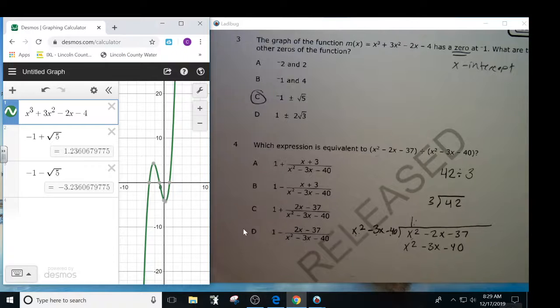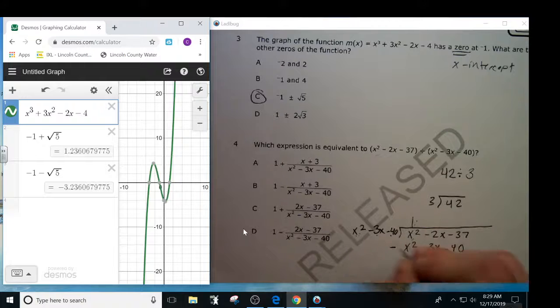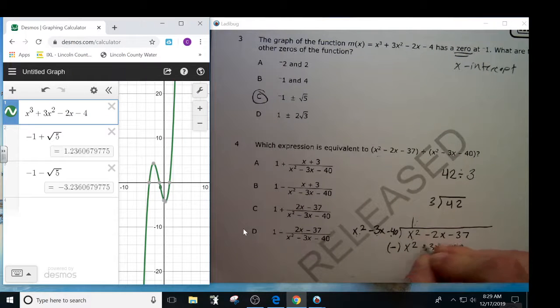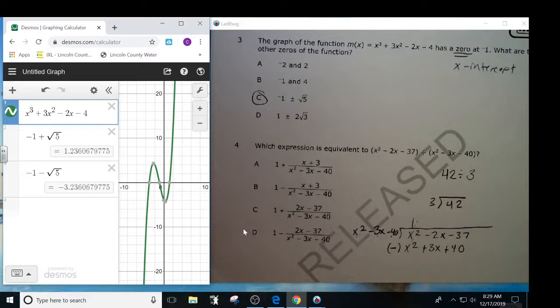Now, going back to elementary school, what did you always do when you find out how many times it goes into it? What do you do with the number on the bottom? You add it or subtract it? You subtract it. So if I subtract this, it's going to change all my signs. If you're doing it correctly, this will always cancel out. If that doesn't cancel out, you're doing something wrong. It's probably a sign error.